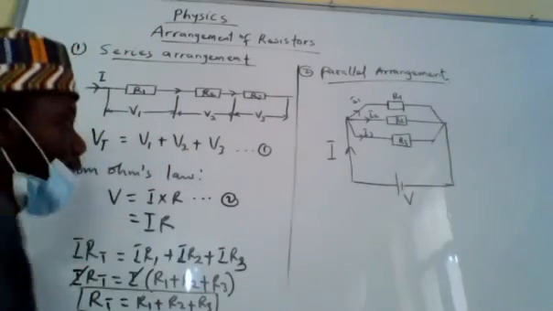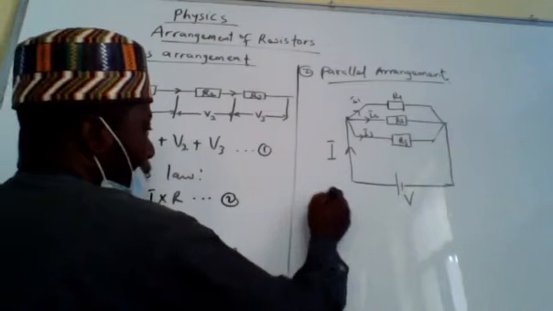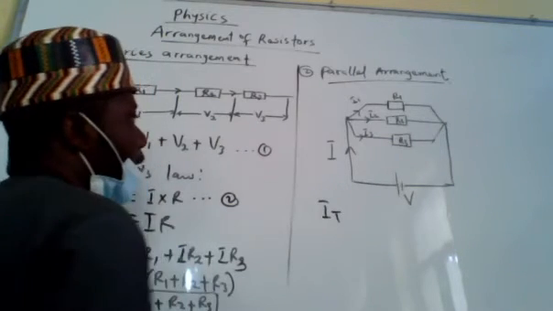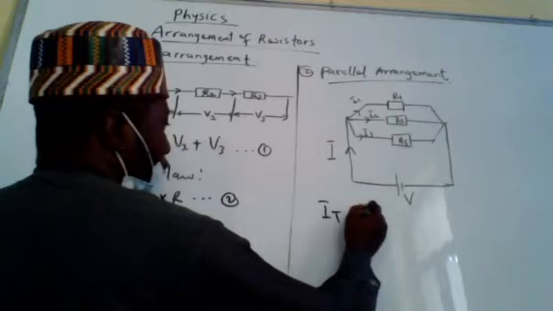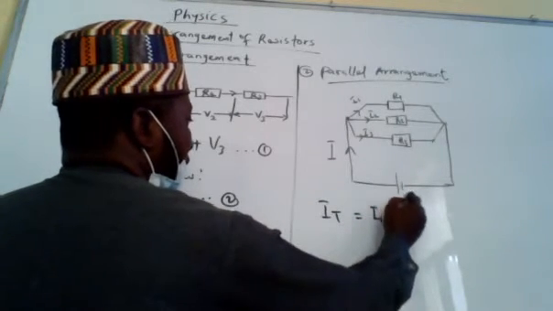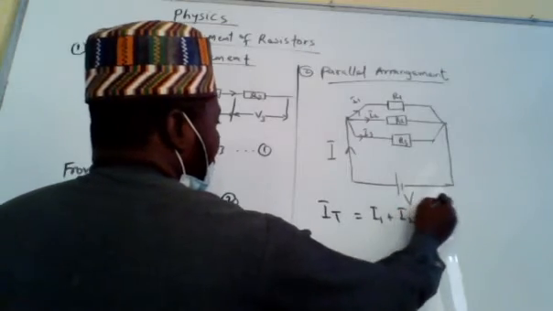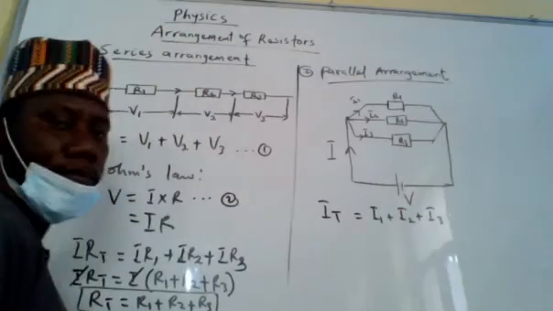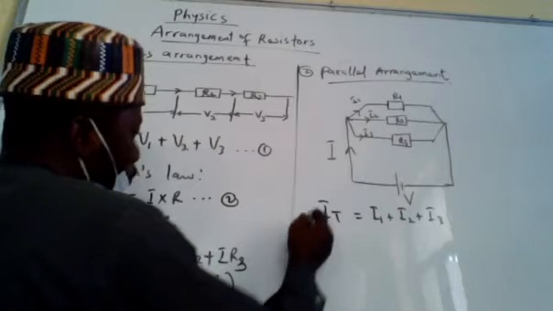So if I want to get my total current here, that's going to be I1 plus I2 plus I3. Okay, and also from Ohm's law.